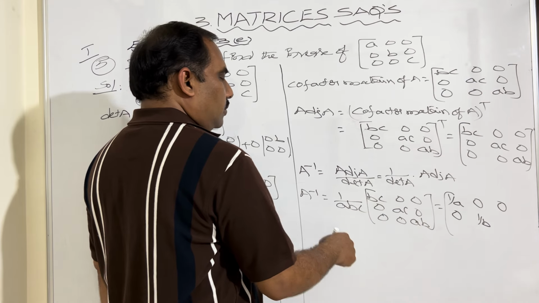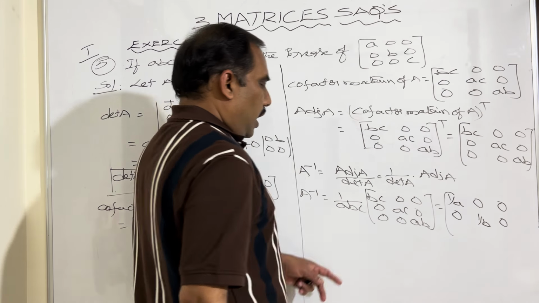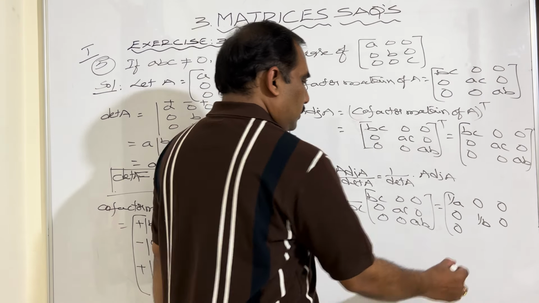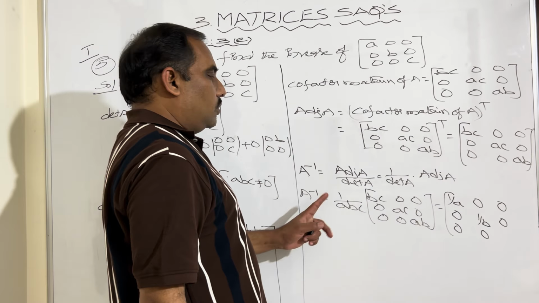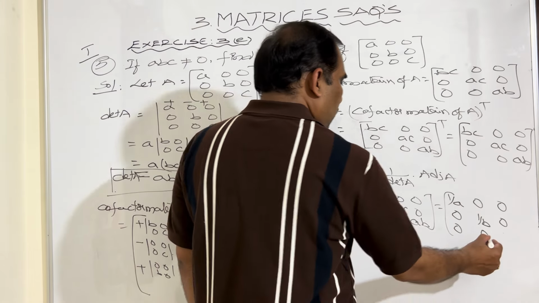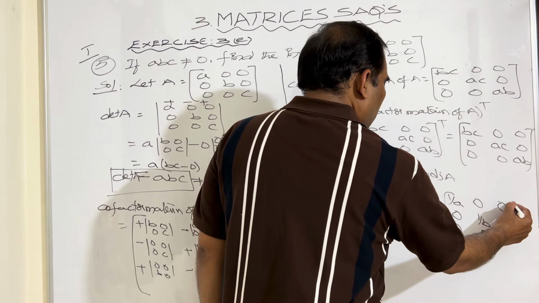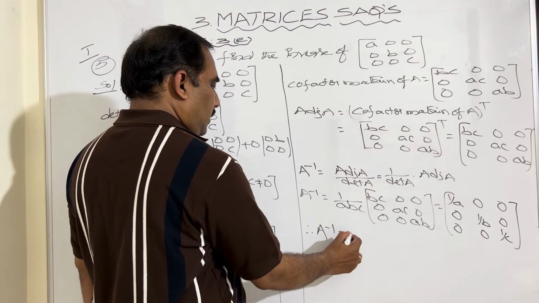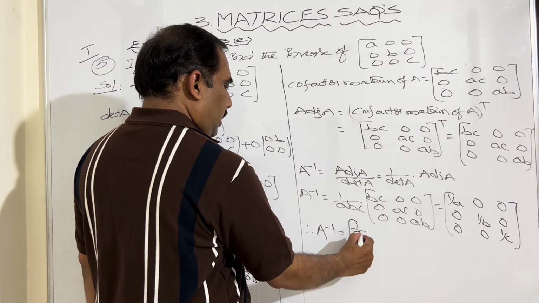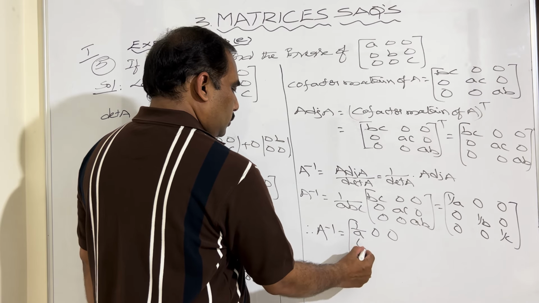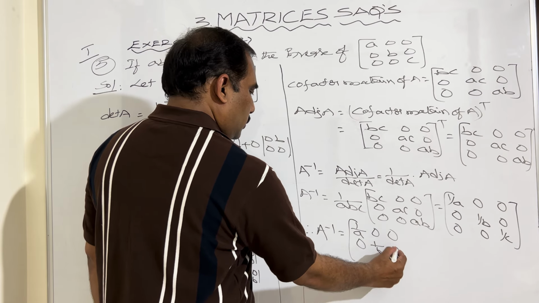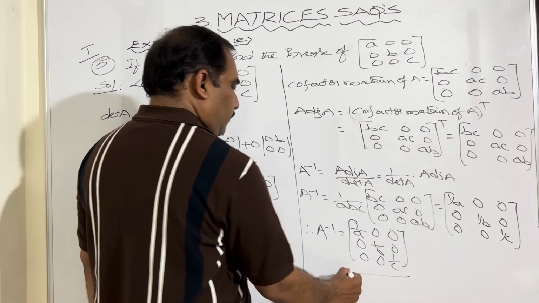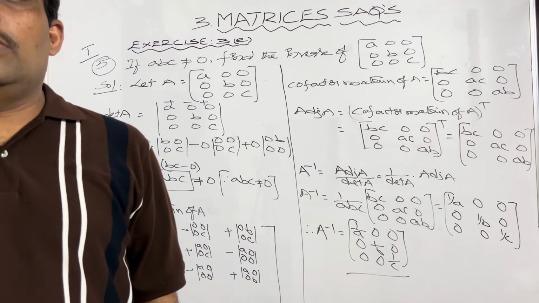And 0 into 1 by ABC, we get 0. And 0 into 1 by ABC, that is 0. 0 into 1 by ABC, that is 0. And AB into 1 by ABC, AB gets cancelled, we get 1 by C. See, like this we get, so therefore A inverse is equal to, so this is 1 by A, 0, 0, 0, 1 by B, 0, 0, 0, 1 by C. So like this we can find the inverse of the given matrix.